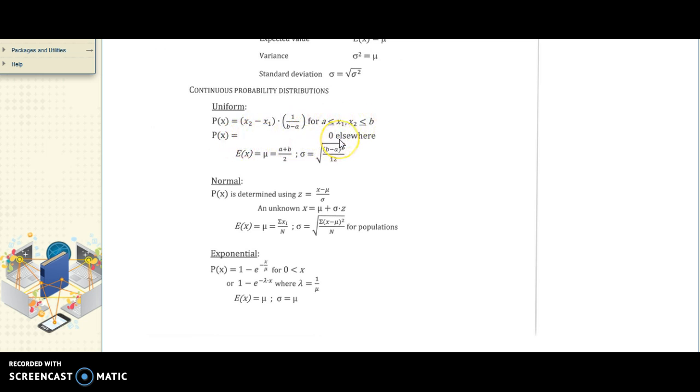Note it says 0 elsewhere. I think that's explained fairly well in the book. If you have any questions, look at page 193. Any area to the left of A in figure 6.1 has a probability of 0. An area to the right of B in figure 6.1 also has a probability of 0.